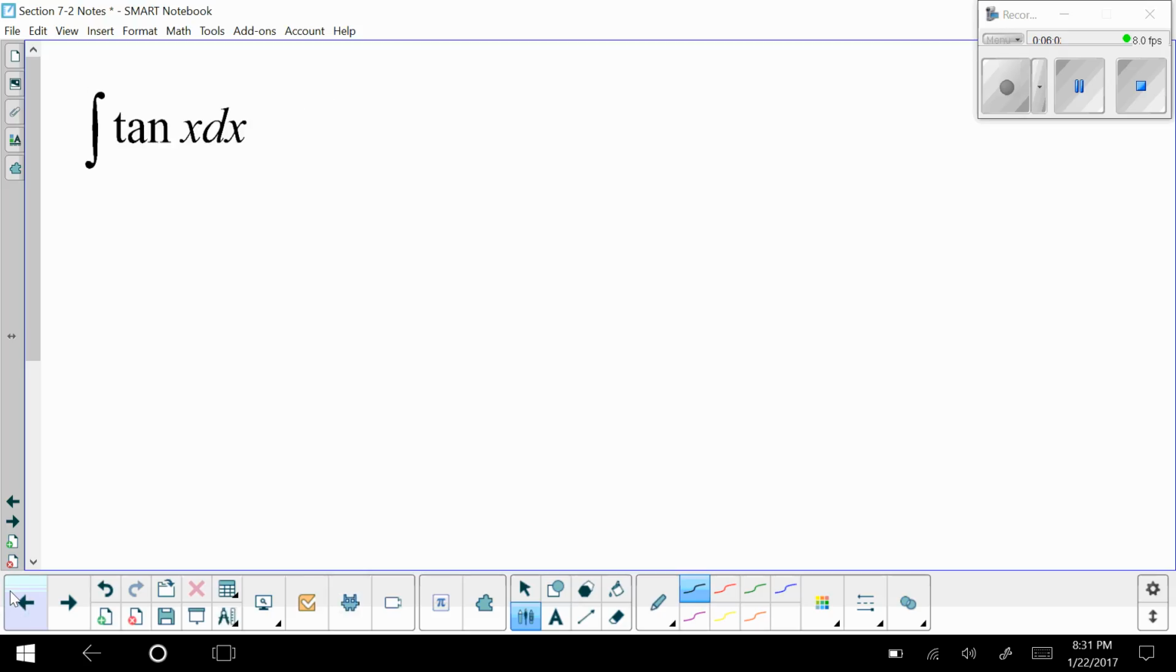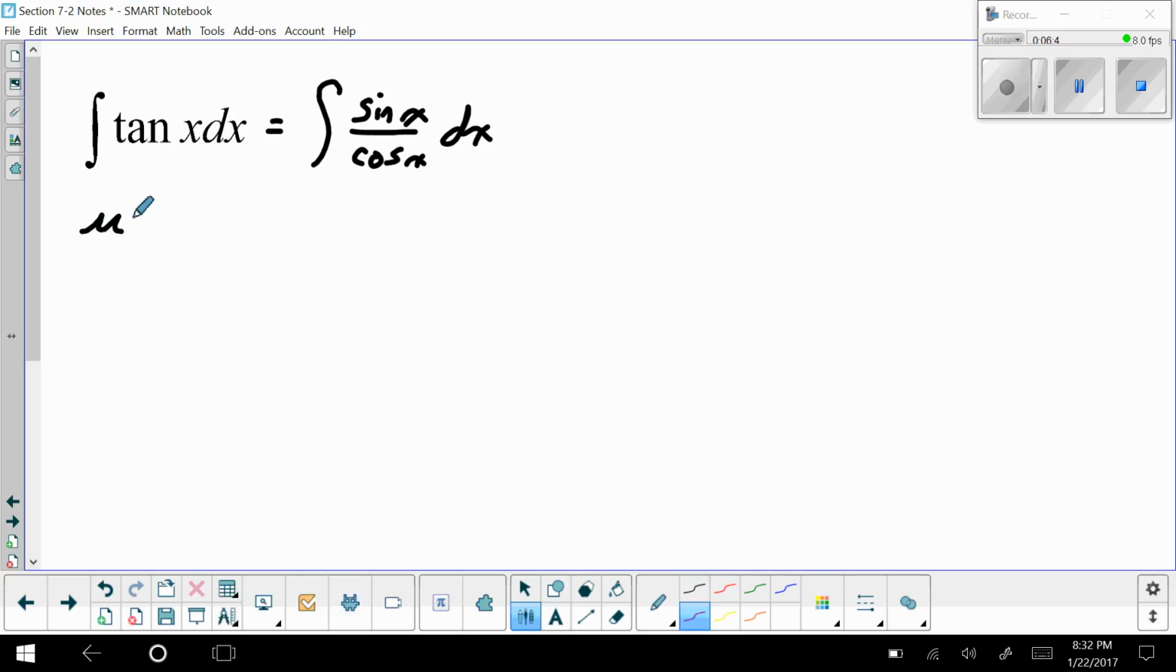Now, again, like I said, sometimes it is difficult to see what u should equal for substitution. And sometimes it's even hard to notice that it should be substitution. So, for example, the integral of tangent of x. We know the derivative of tangent is secant squared, but we don't know of any function that has a derivative of just tangent. But I could think of this as the integral of sine of x over cosine of x. And this actually is a case where u substitution can be used.